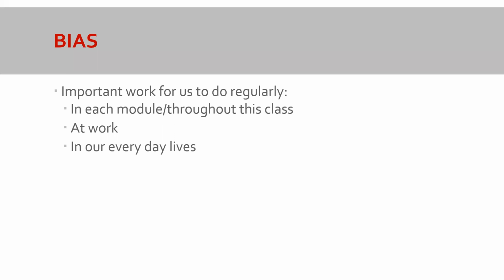Throughout those first few chapters, though, the authors make it clear that human judgment is prone to bias. In this way, bias can negatively affect decision-making. Since the purpose of this class is for us to be able to gather evidence to make the best decisions possible, we first have to be able to recognize our own biases and be aware of how that might affect our decision-making in various circumstances. So this is important work for us to do regularly in each module and throughout this class, at work, and in our everyday lives.